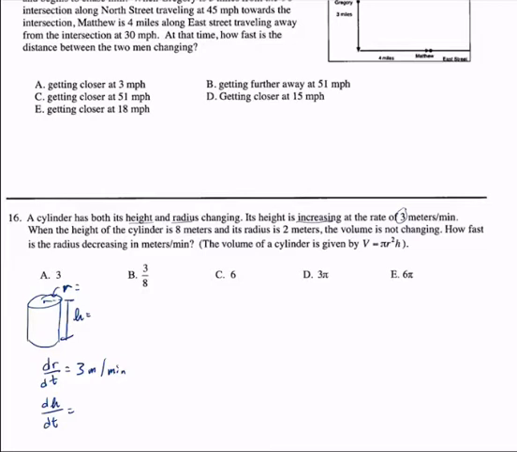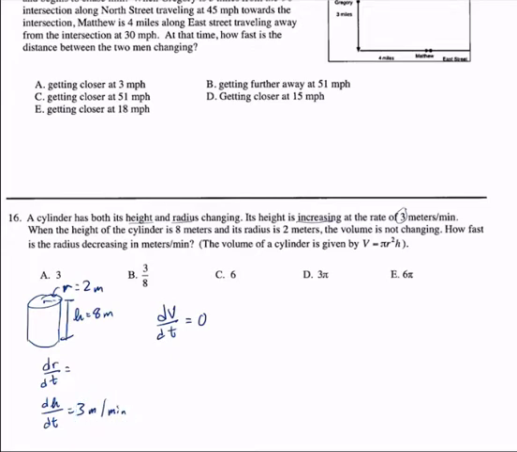When the height of the cylinder is 8 meters, so the height is currently 8 meters, and the radius is 2 meters, the volume is not changing. So dV/dt is 0 because it's not changing. How fast is the radius decreasing? Wait, oh, the height is increasing. Oops, I put this label wrong right here. There you go.